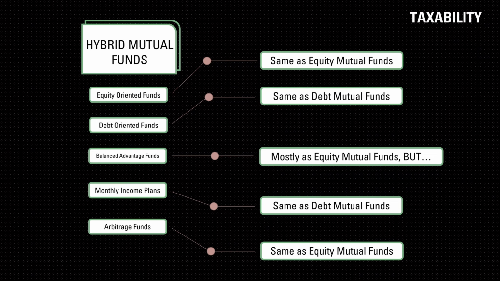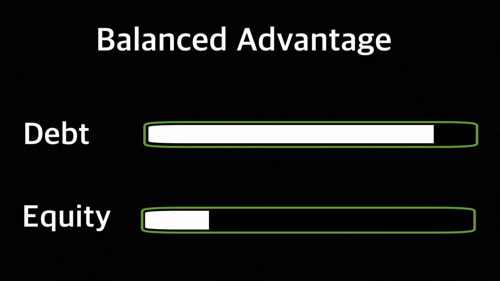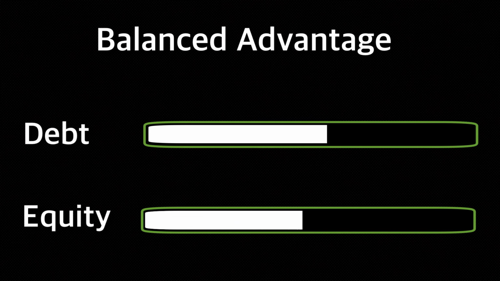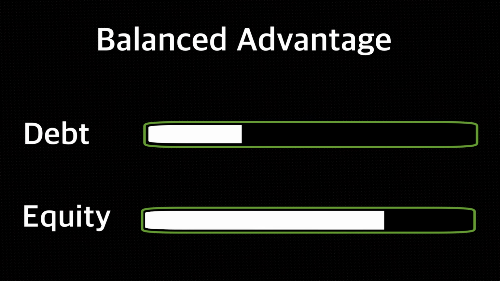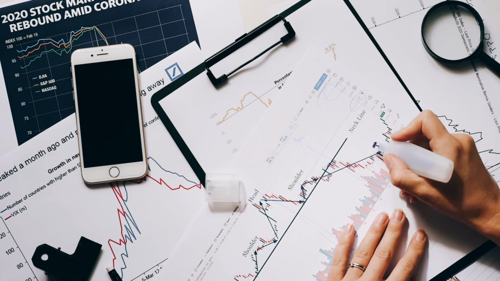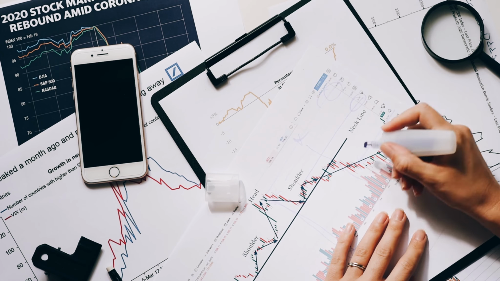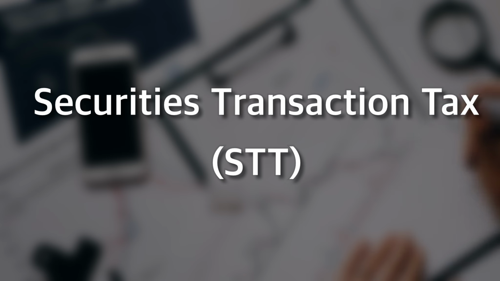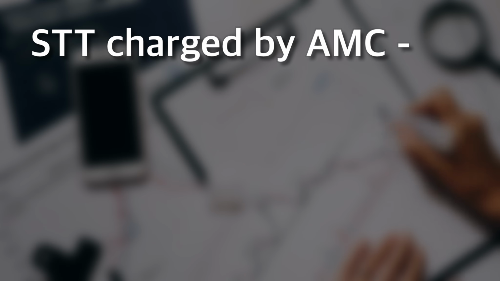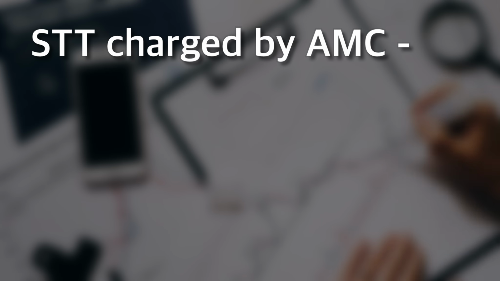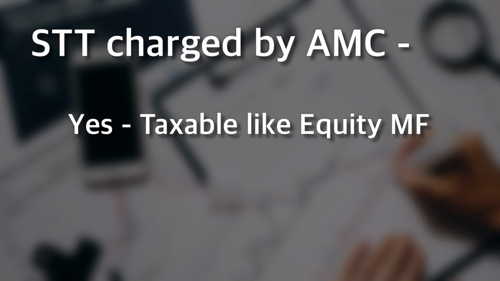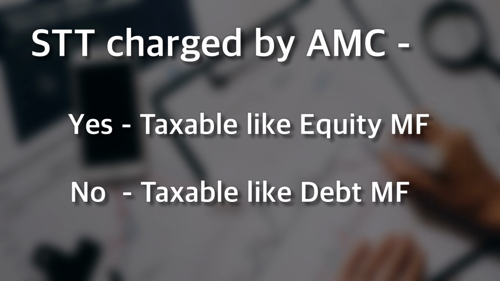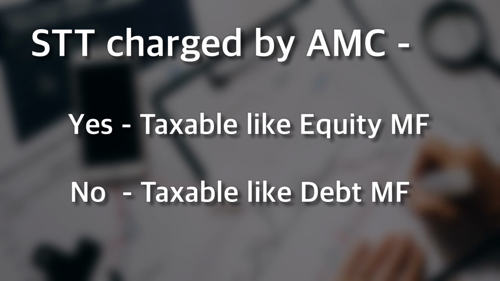Now, since balanced advantage funds are the ones which keep shifting between debt and equity, it depends on the percentage of debt or equity at the time of your redemption. So a way to check that is when you're redeeming your fund, if security transaction tax is charged, which is only charged for the equity component or equity shares, that means the taxability of these funds would be like that of an equity mutual fund. And if security transaction tax is not charged at the time of your redemption, then the treatment will be similar to that of debt mutual funds.